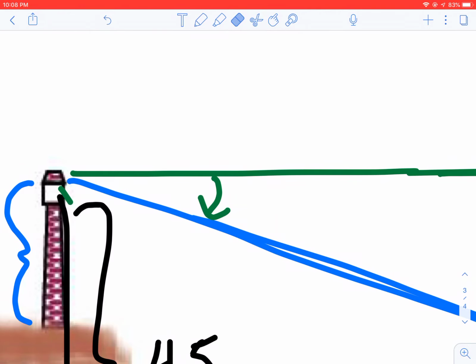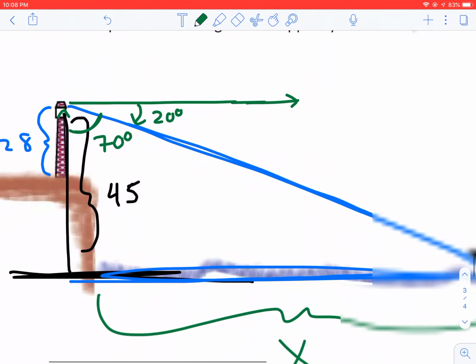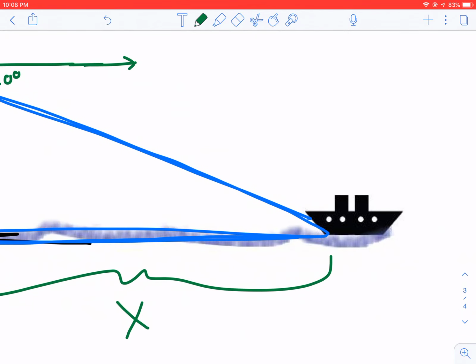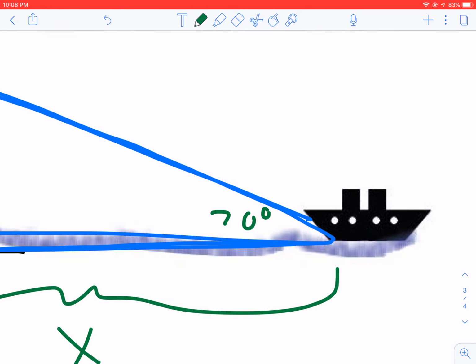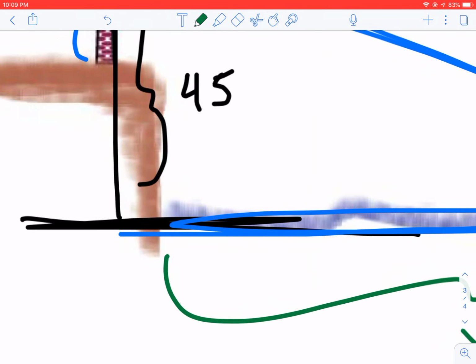And I just want to erase that. So this here is 20 degrees, which means this angle here is 70 degrees. And by alternate interior angles, you can say this is also 20 degrees, or of course 20 plus 70 is 90. They're complementary. And in problems like this, you can always assume that is a right angle. If you have a tree growing out of the ground or a house, you can assume it's a right angle.